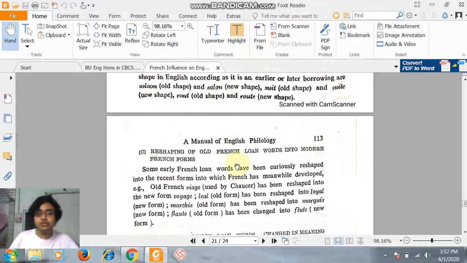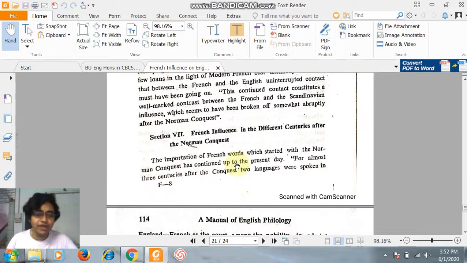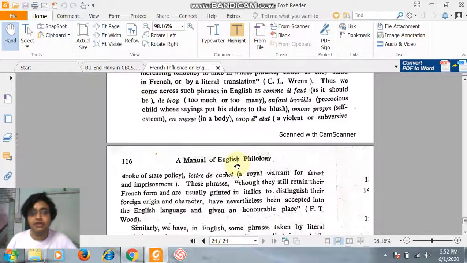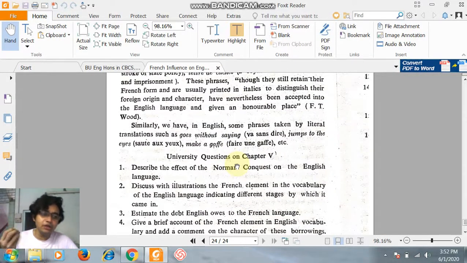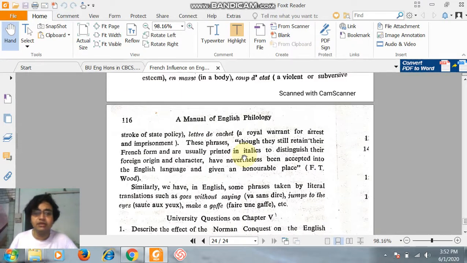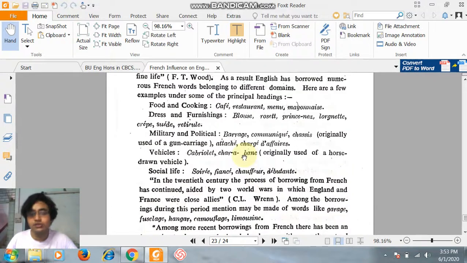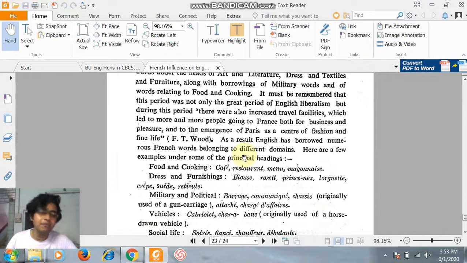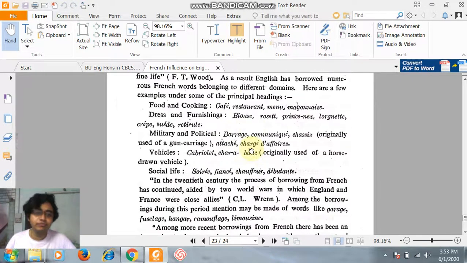So, coming to the conclusion, we must say that the French people exercised a sophisticated influence upon the English people, and the things that they created are very sophisticated. Their influence upon the English language was not only on the level of the administrative, the political and the judiciary, but also there are a lot of French loan words. In the case of cooking and various foods, words like cafe, restaurant, menu, mayonnaise. Relating to dress and furnishings, words like blouse, robe, pincenez, lodgings and retinue. These are all French.